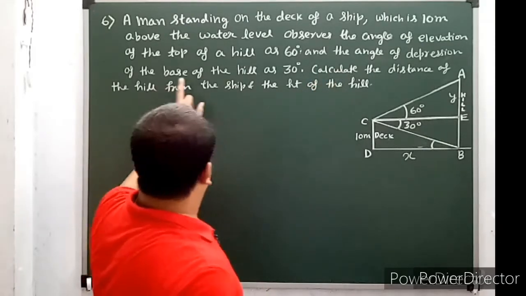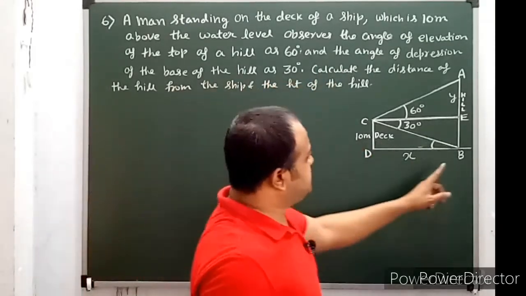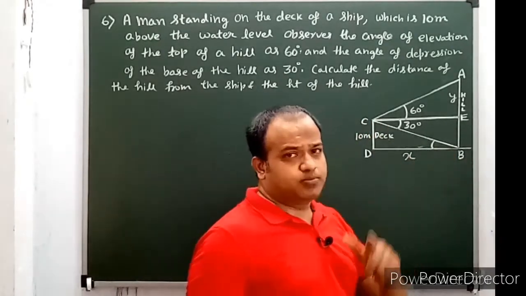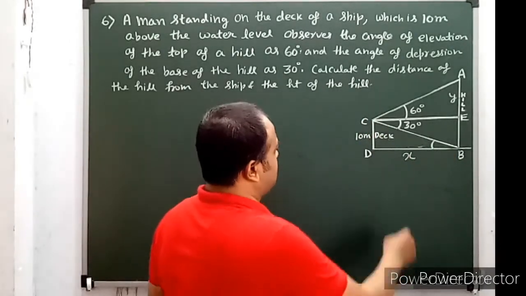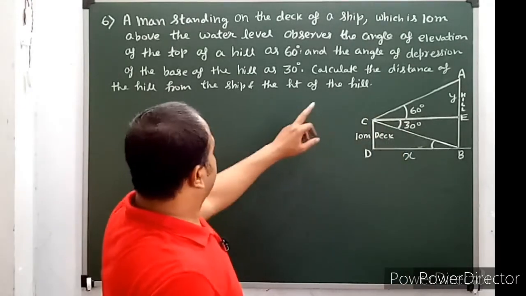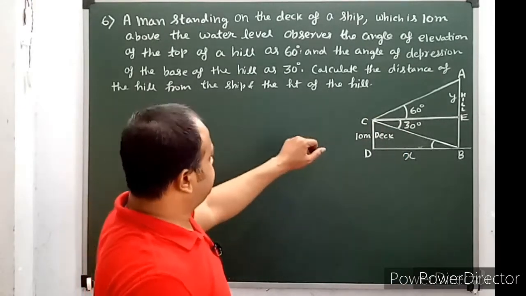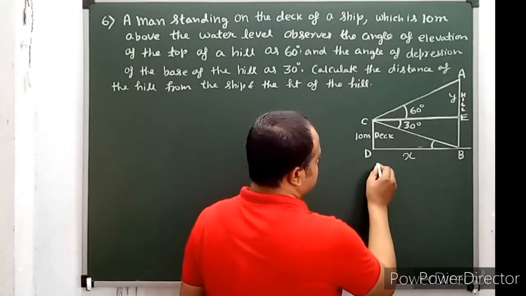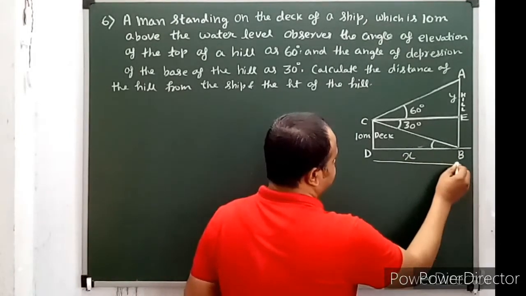And the angle of depression of the base of the hill is 30 degree. Now B is the base of the hill. So from the top he is looking at the bottom, so angle of depression will come into play. So angle of depression is 30 degree. Calculate the distance of the hill from the ship. Now you have to calculate the distance of the hill from the ship, means you have to find BD.